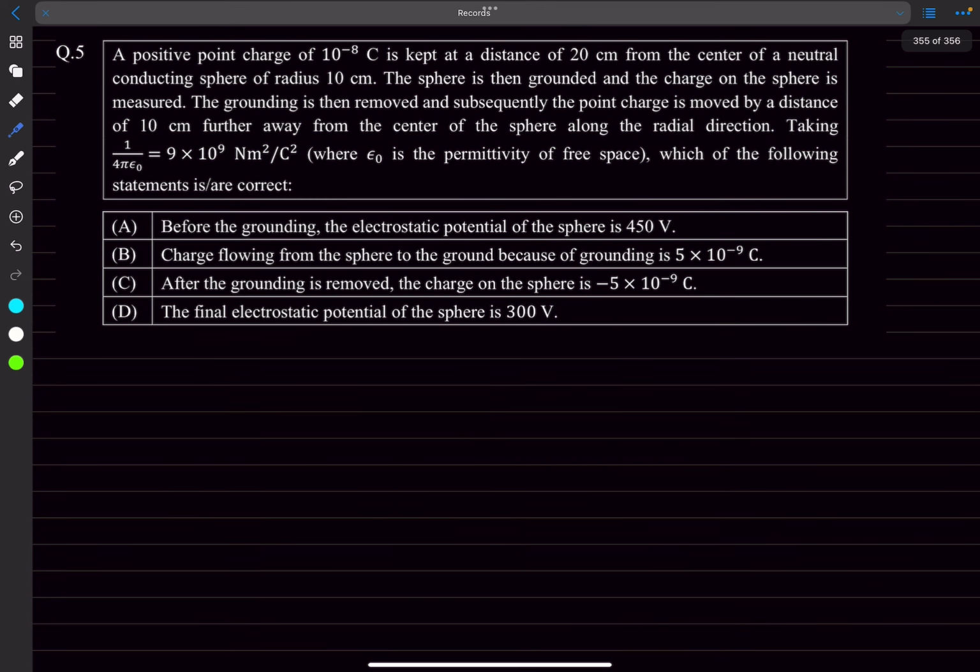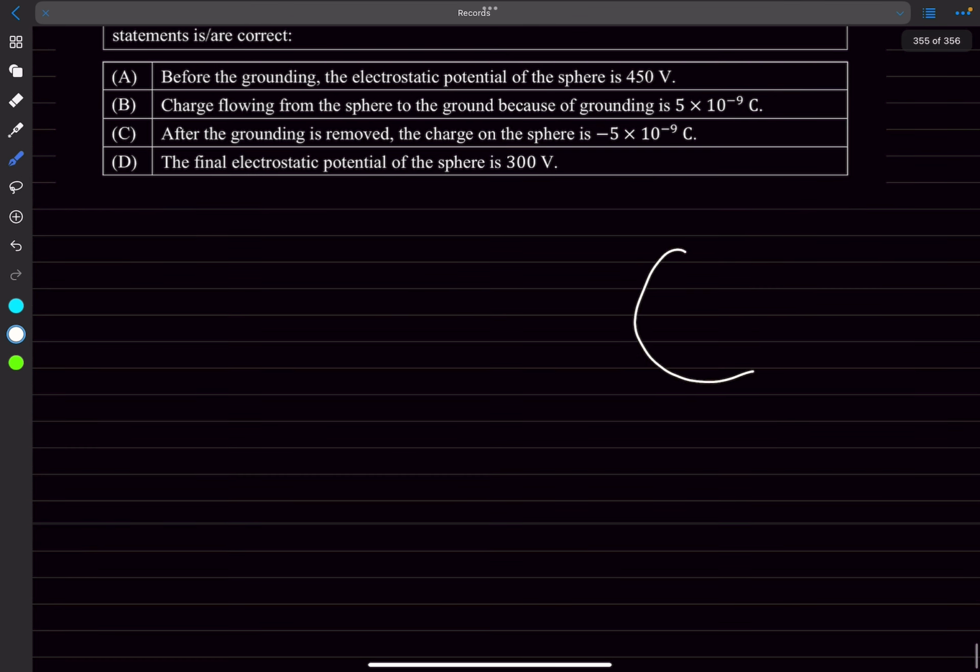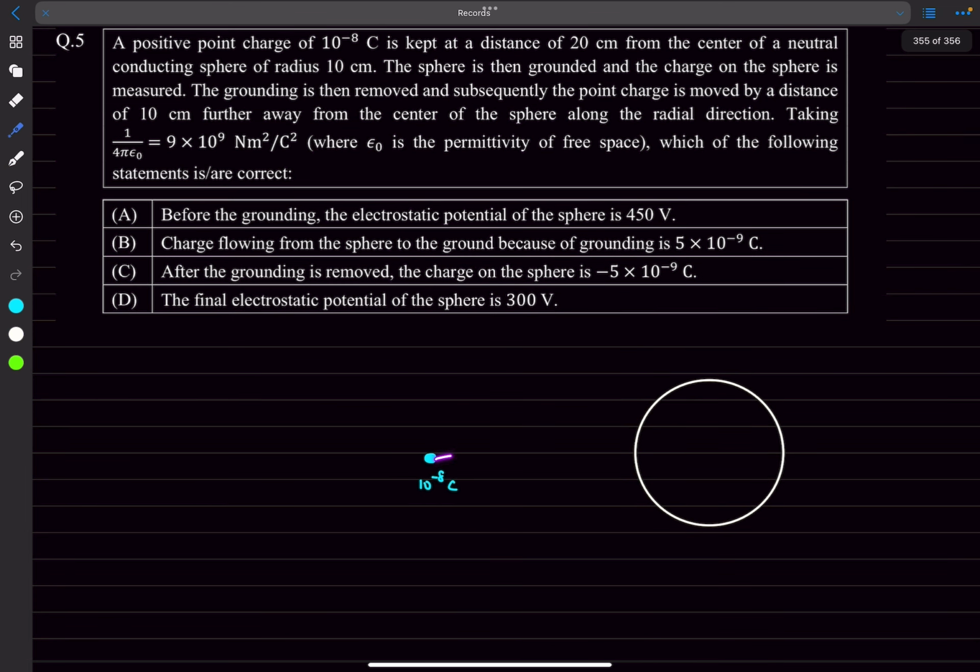So in question 5, we have a point charge of 10 to the power negative 8 coulomb that is kept at a distance of 20 centimeters from the center of a neutral conducting sphere. Okay, so let's draw the neutral conducting sphere and a point charge of charge 10 to the negative 8 coulomb. And the distance from the center of the shell is given to be 20 centimeters.